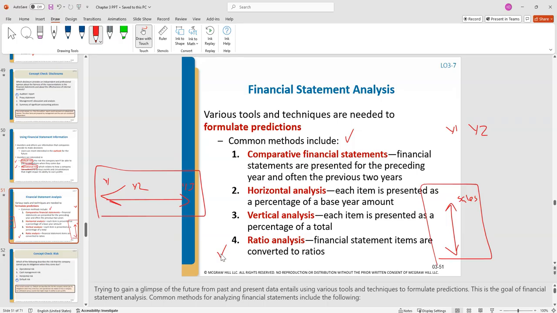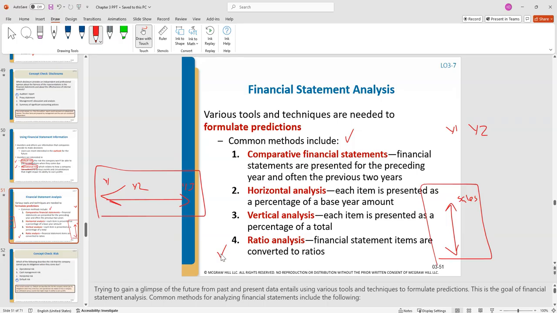Ratios will look at different things, right? So we're going to look at, among other things in this chapter, liquidity and solvency ratios, because our focus is on the balance sheet. But there are definitely ratios that look at more of the income statement and performance and things like that. So there are different things they're getting at with ratios.